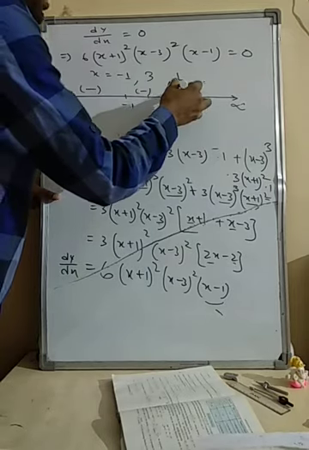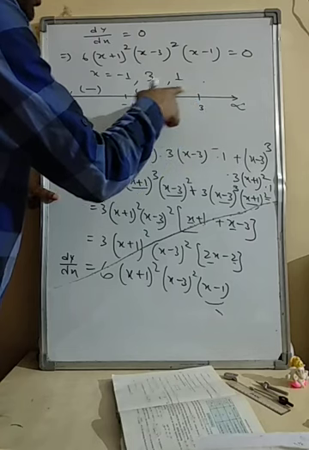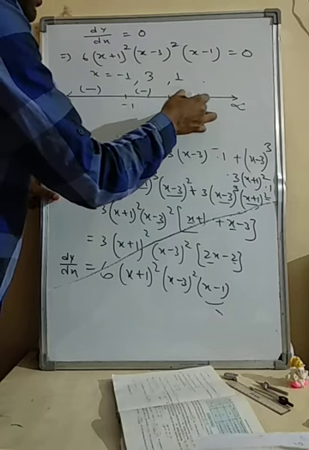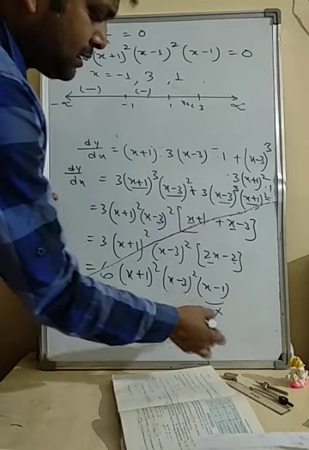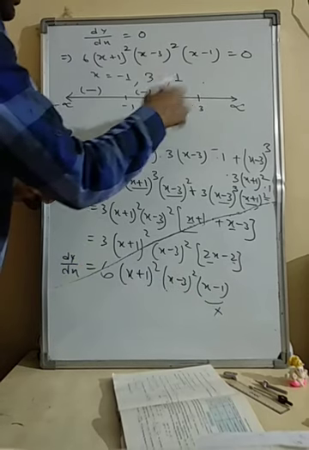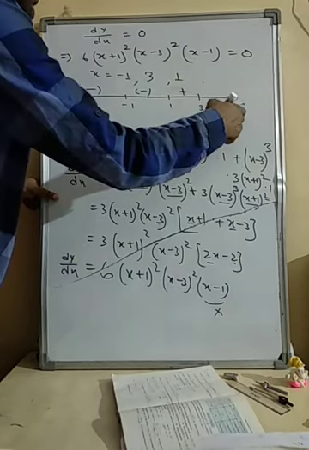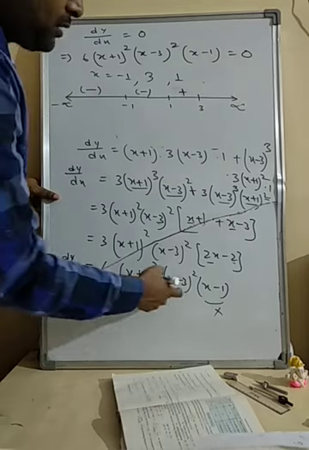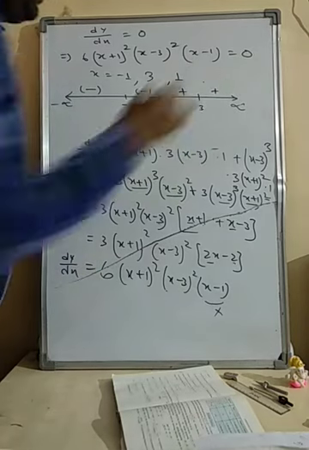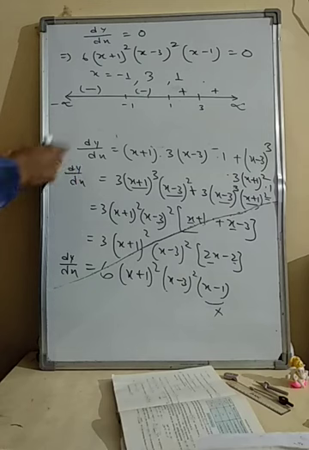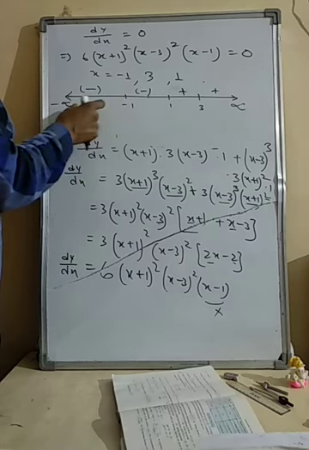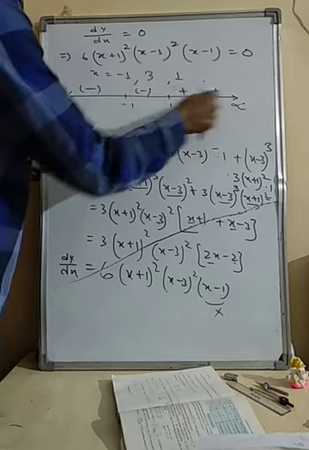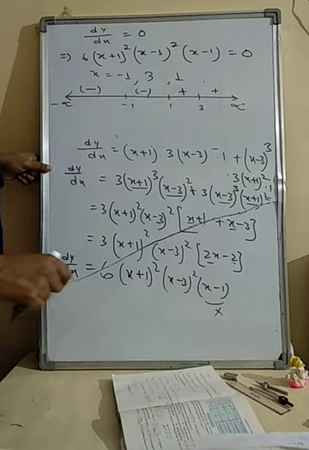Now take one value here, 1 to 3, suppose 2. If I put x equal to 2 here, this is always positive, 2 minus 1 is plus. So the whole thing is plus. So here it is again plus. For 3 to infinity, if you take 4, this is plus plus, so it will also be plus. Therefore you can say, on this interval minus minus, here it is strictly decreasing, and plus plus, here it is strictly increasing.